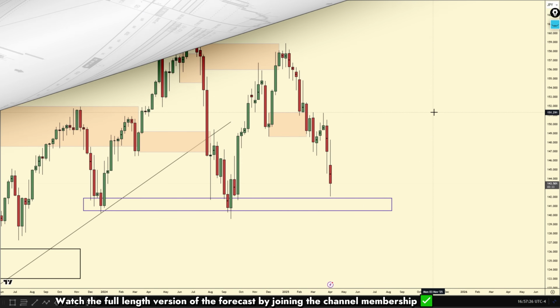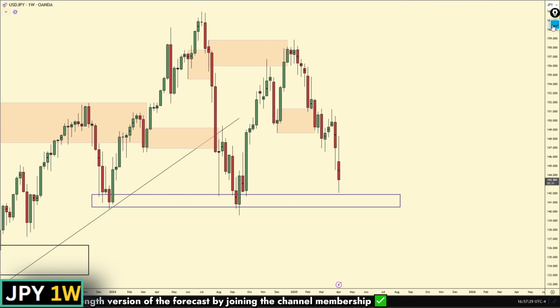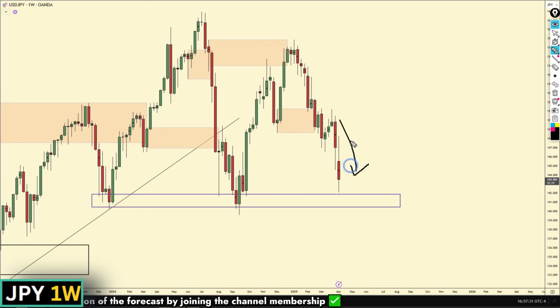On to the forecast for the USDJPY. We have seen the USDJPY tank pretty much the last couple of weeks. We have liquidity here, an area of support, which I think we will break and push lower. So we could still see more downward pressure here on the USDJPY just based off of this weekly time frame.